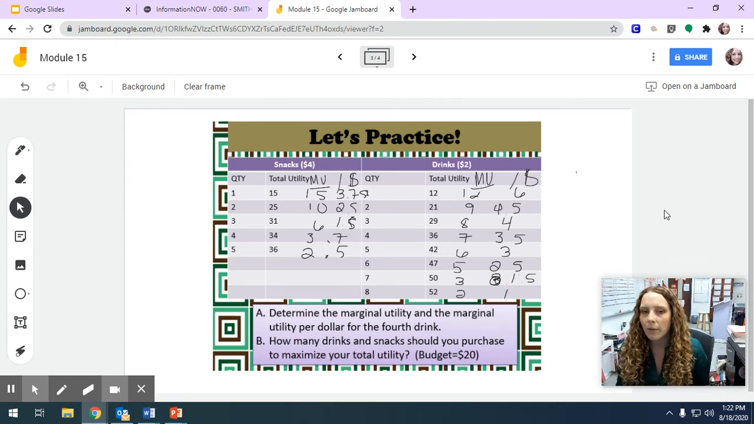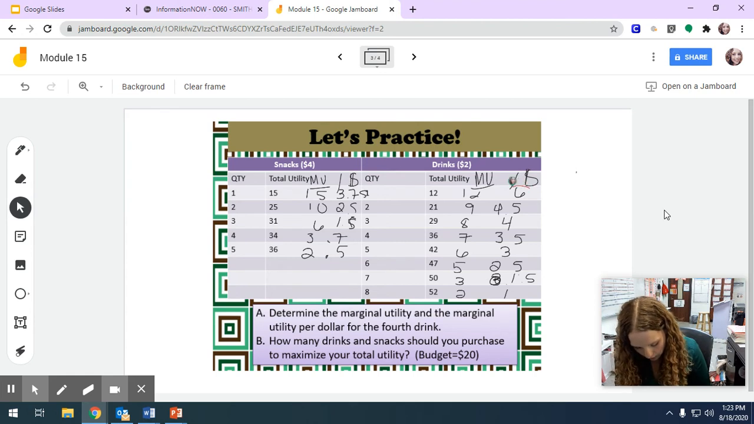to figure out how many snacks and how many drinks I'm going to get in order to satisfy my budget constraint of $20. So first things first, I'm going to go for this first drink because the marginal utility per dollar is 6. That's the highest that it is. I'm going to get the most bang for my buck right there. So I'm going to get this one.